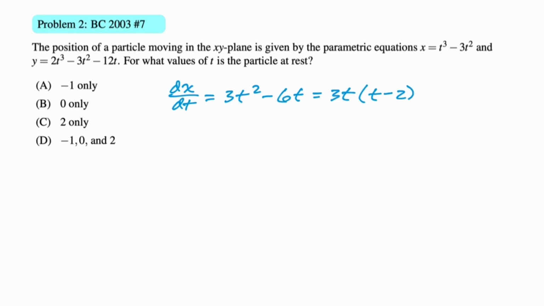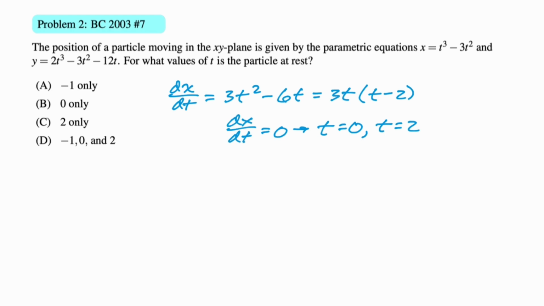So first, we'll find dx/dt. It's just a power rule. Take the derivative, factor it. So we now know dx/dt is 0 when t is 0 and t is 2. But don't just jump in and select an answer. First of all, you can't select 0 and 2. We've got to make sure that dy/dt is also 0, and we're not just moving vertically at this time.